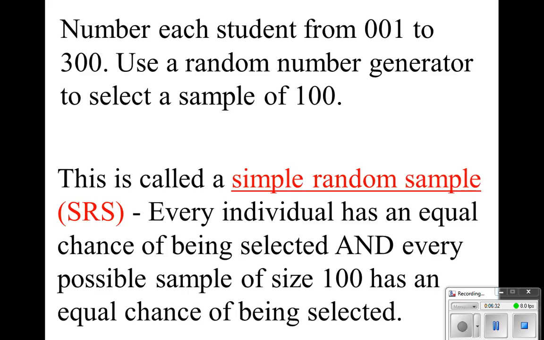Okay, so if we do this process, this is called a simple random sample. And there's two things that take place in a simple random sample. The first is every individual has an equal chance of being selected, and every possible sample of size 100 has an equal chance of being selected. So those two things need to be true in order to be a simple random sample.